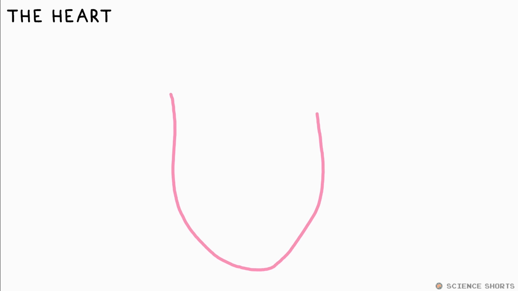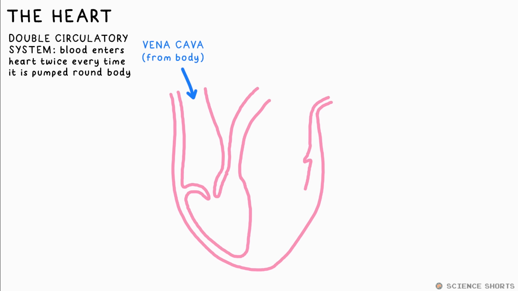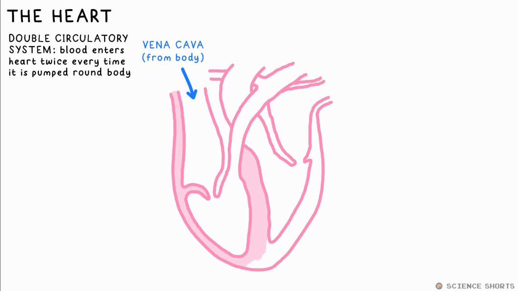The heart is at the center of the circulatory system, the transport system of your body. We call it a double circulatory system because blood enters the heart twice every time it's pumped around the body. Deoxygenated blood from the body enters in the right side of your heart. By the way, you always look at the heart or any diagram as if it's yours, and it enters through the vena cava, the main vein, into the right atrium of the heart.